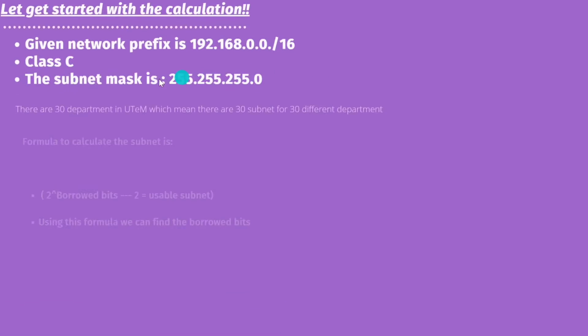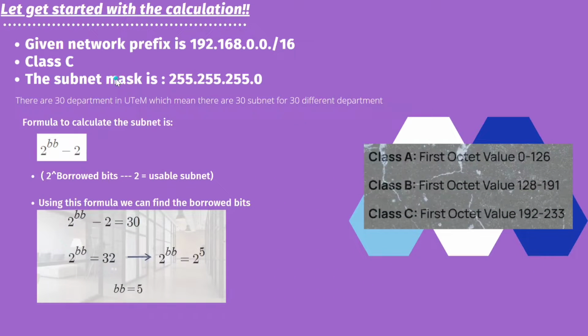Today I would like to present about subnetting calculation. So let's get started. The given network prefix is 192.168.0.0/16. It is class C because if we look at this picture, the first octet value for class C is 192 until 223. There are 13 departments in UTM, which means there are 30 subnets for 13 different departments.